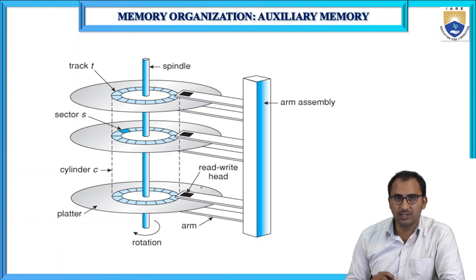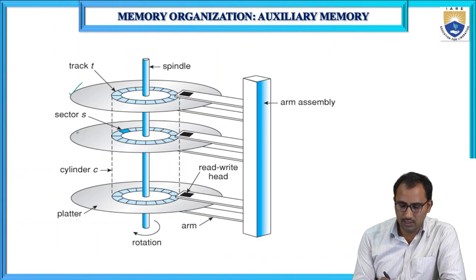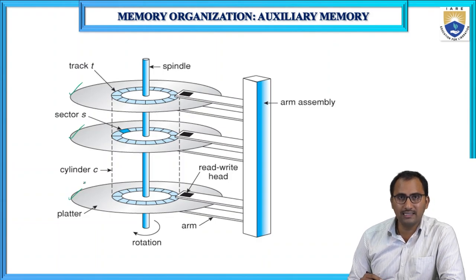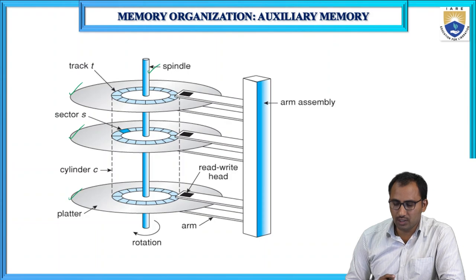This is the physical structure of the magnetic disk. These are the disks, and all these several disks are stacked onto a single spindle. This is the spindle. Read or write heads are arranged on both the top side and the bottom side of every disk. This is one read or write head, this is the second, and this is the third. So several disks and several read or write heads are used.